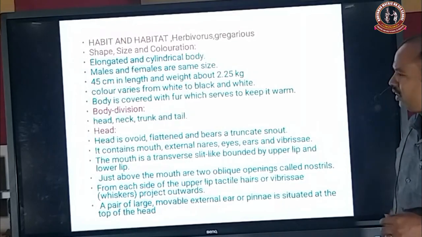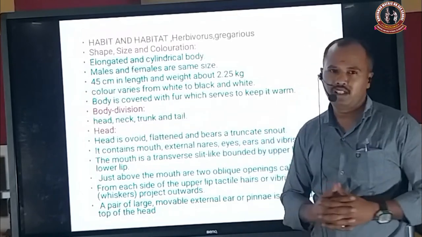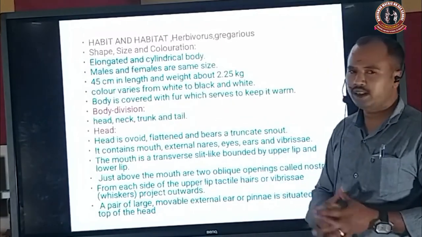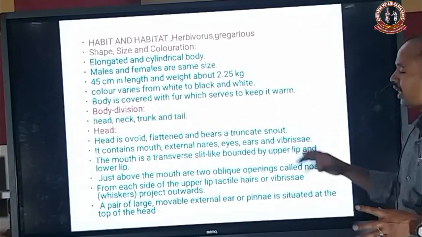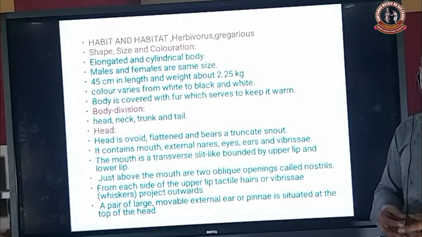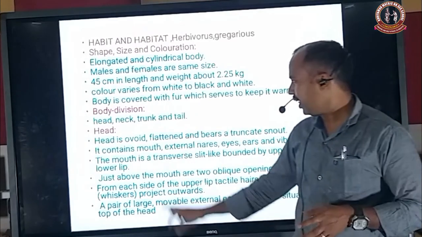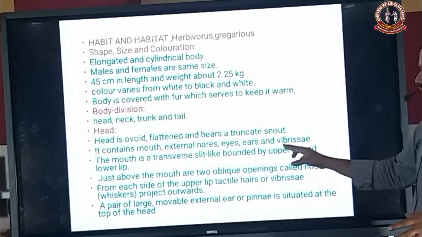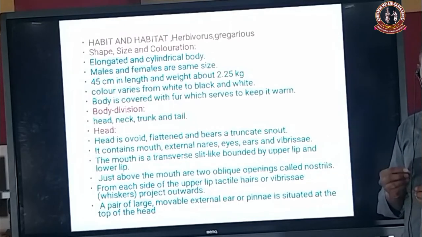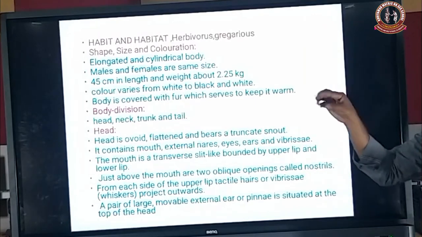And then body division. The body is divided into four parts: head, neck region, trunk, and tail. Okay, first we will study the head. The head is ovoid in shape with flat rounded ears and a truncate mouth, which means the upper side of the head is larger and the lower region, the mouth region, is very small. It is nearly triangular and it contains a mouth, external ears and eyes, and vibrissae. What is meant by vibrissae? Vibrissae also help in the sensory function. They are hair-like structures found on the upper lips and the lower lips. They are also found on the cheeks.